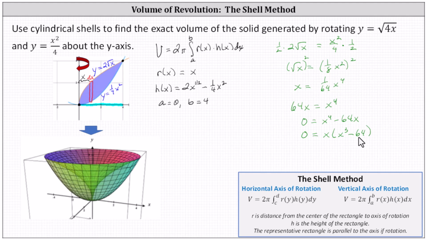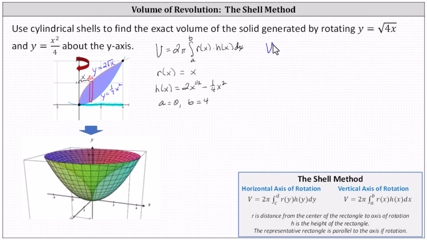The product on the right equals 0 when x equals 0, or when x cubed minus 64 equals 0. For the second equation, let's add 64 to both sides. And then we'll take the cube root of both sides, which does give us x equals 4. So we can always find the limits of integration algebraically if we can't find the exact values using the graph. And now let's put all the pieces together and find the volume.